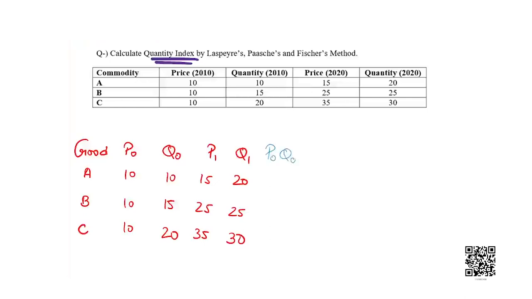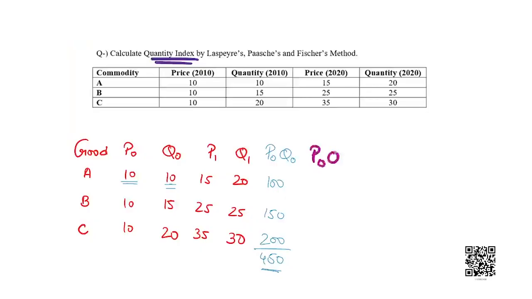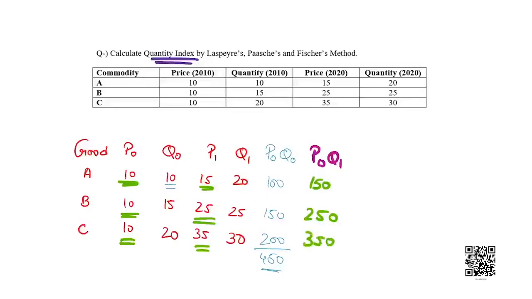So, let us first calculate the value of P0 and Q0. So, this is P0 into Q0, that is 100, 150 and 200. So, the total to this will be 450. Let's calculate the value of P0 Q1. So, P0 Q1 will be 10 multiplied with 15, which will be 150. Then we have 10 multiplied with 25, which will be 250. Then 10 multiplied with 35, which will be 350.